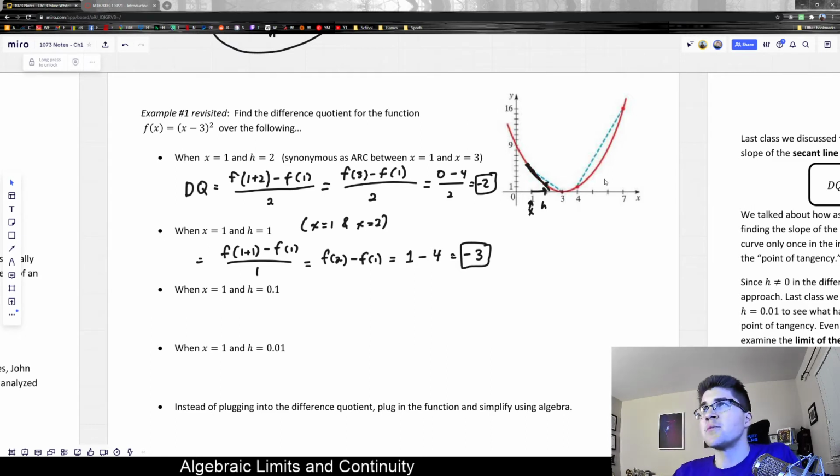And notice that it's not surprising that it's a little bit of a larger number, because here we had an average slope of negative 2. It's a little steeper between 1 and 2, which is reflected by the math. And you can see what's happening as we do this.